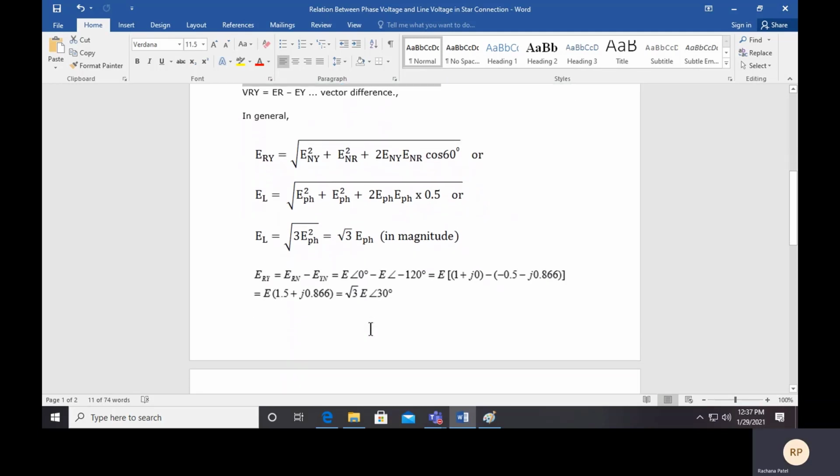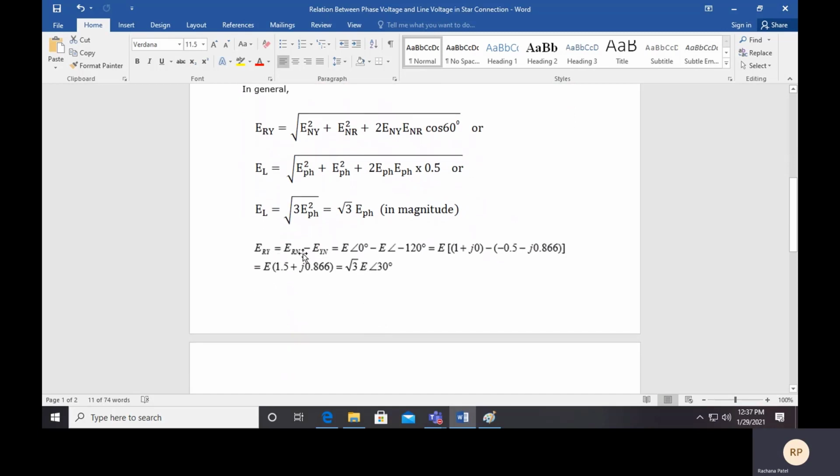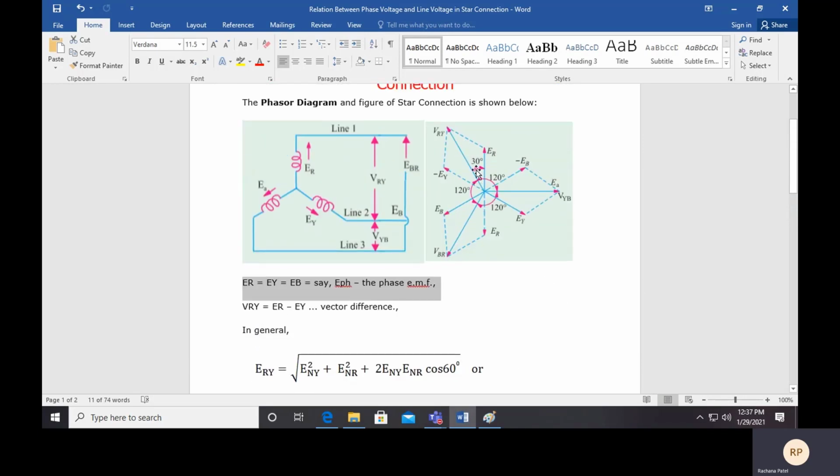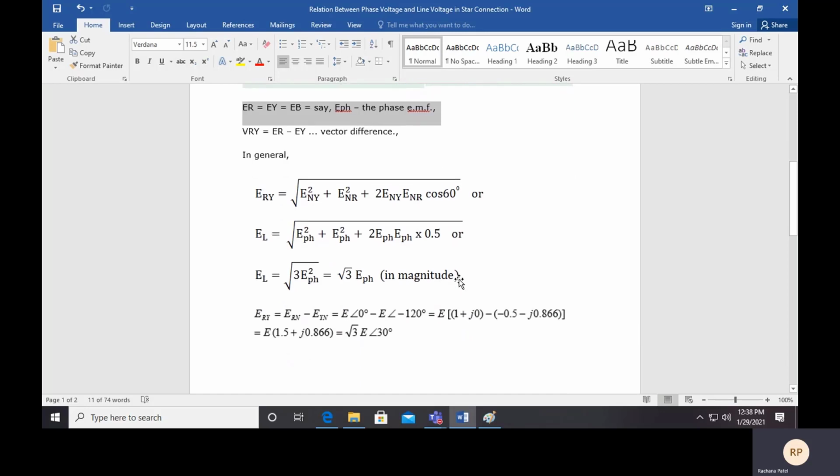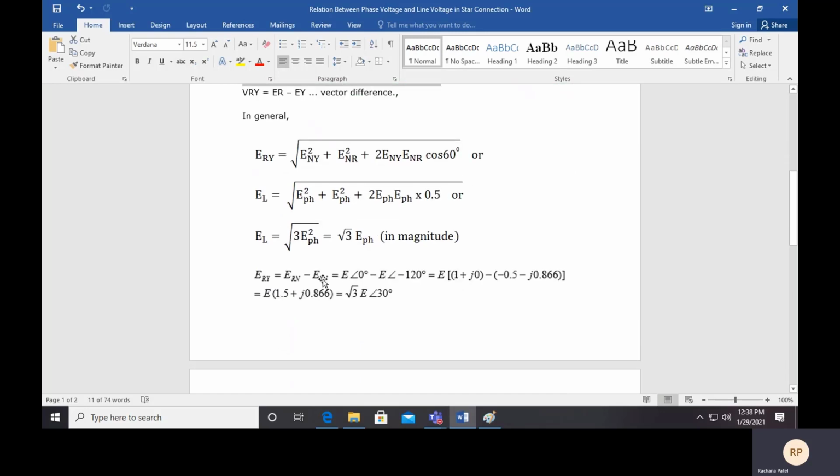The same we can represent in another way, that is by the complex representation. This is a similar equation to the one we used to draw the phasor diagram. R is our reference, so we can replace it with E at angle 0. EYN is 120 degrees lagging, so minus 120 is the representation for EYN. And with the cos and sine functions, you will get this as ERY.